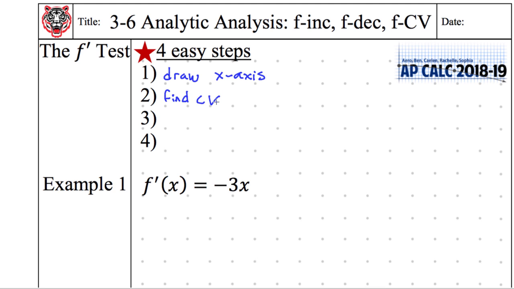CVs. CVs stand for what? Critical values. And where do you find critical values? What is the definition of critical value? Where f prime is zero or does not exist. Yes. So let's write that in the notes too, just in case you need them. In parentheses, in green because I don't ever use green, that's where f prime is equal to 0 or DNE.